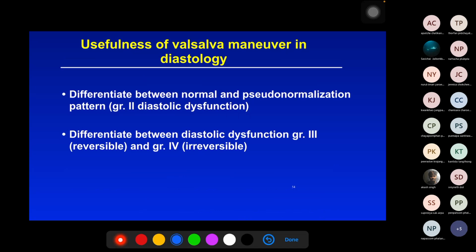Okay, the Valsalva maneuver we use, as I told you, to differentiate between normal and the pseudo-normalization, which is grade 2 diastolic dysfunction, and also to differentiate between grade 3 and grade 4. Grade 3 is a reversible process, and grade 4 is an irreversible process.